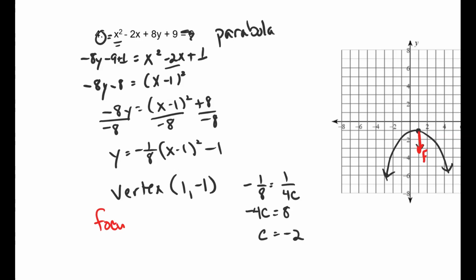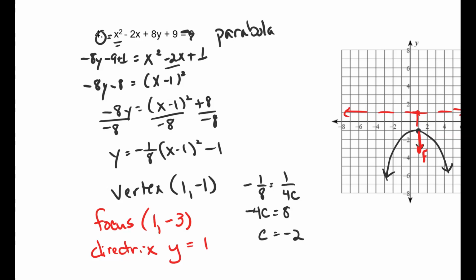So our focus is going to end up being at 1, negative 3. Now, the directrix is in the opposite direction. It goes up 2. So our directrix is going to be a line, and it is a horizontal line, so it's y equals, and we just had to add 2 up. Well, we land at a positive 1, so we get y is equal to 1 for this parabola. So hopefully that makes a little bit of sense with that one, and it was very easy for us to do.